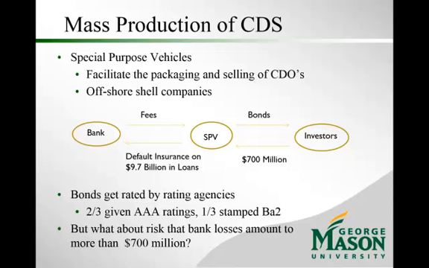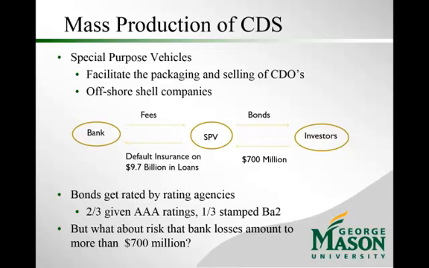So the investors, when they buy the bonds and give the SPV, the special purpose vehicle, $700 million, they know that their money, the $700 million that's sitting there, is going to insure default on any one of these loans in the $9.7 billion loan package that the bank holds.